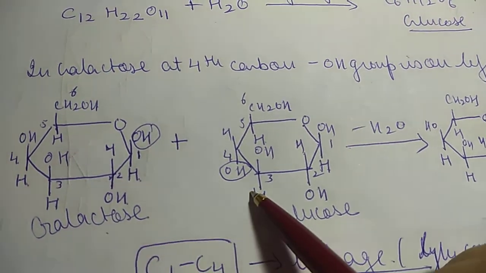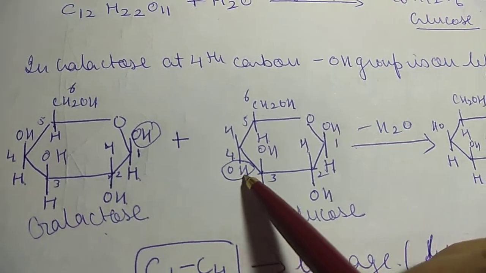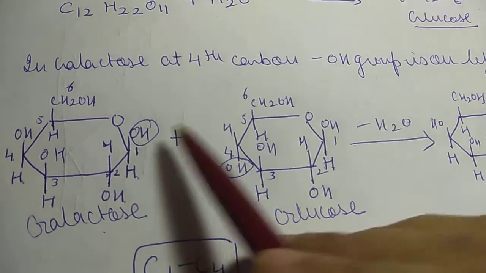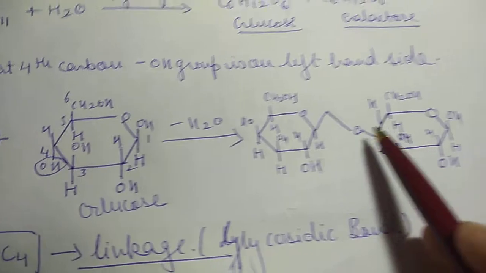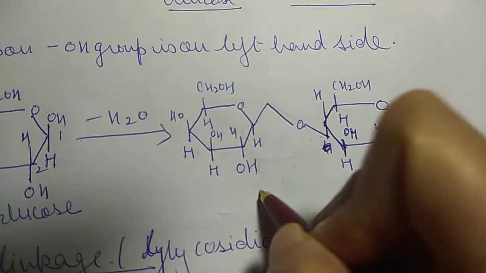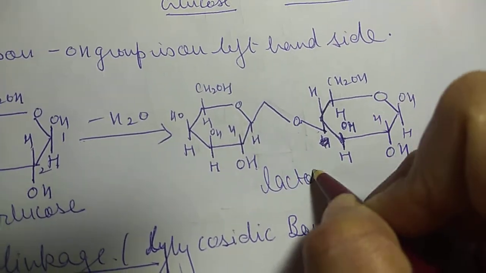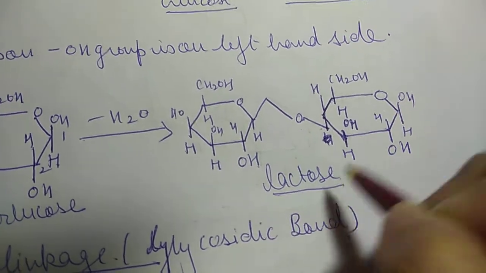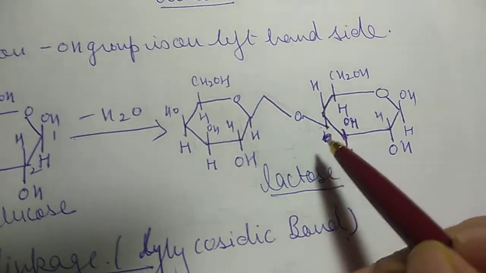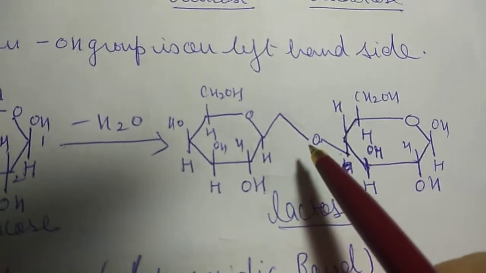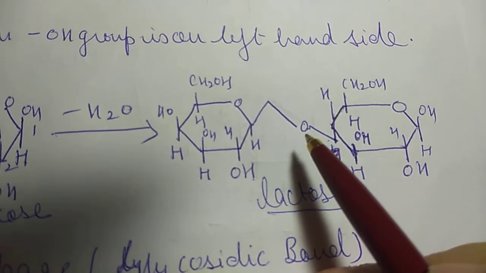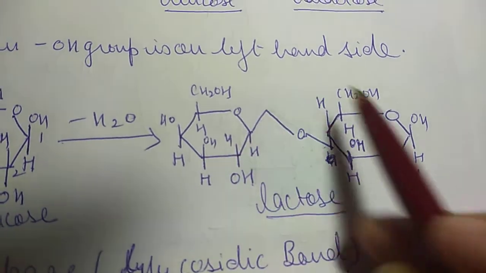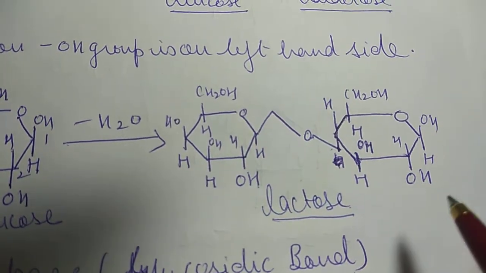So there will be loss of a water molecule from here, HO, and there is a glycosidic linkage. We get lactose. This is formed after the loss of water molecule. This is the linkage. I have told you before also that this bond is called the glycosidic bond. So this is the structure of lactose.